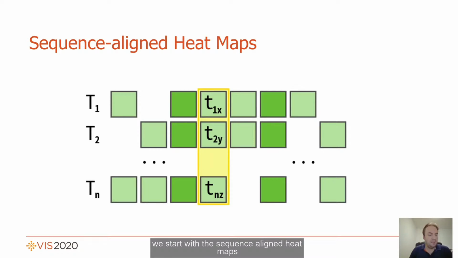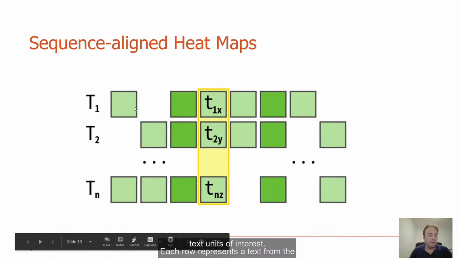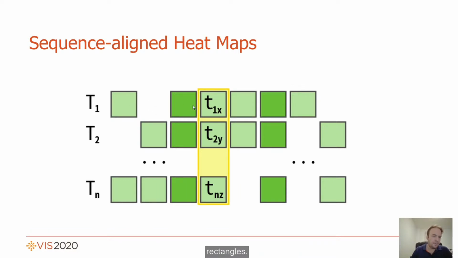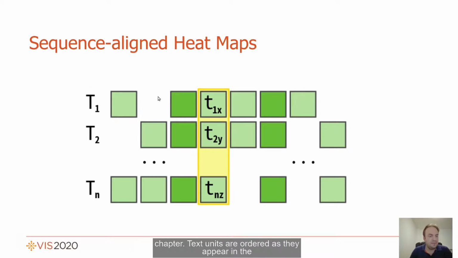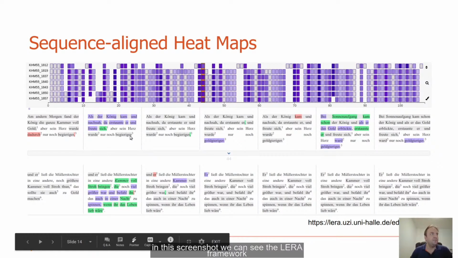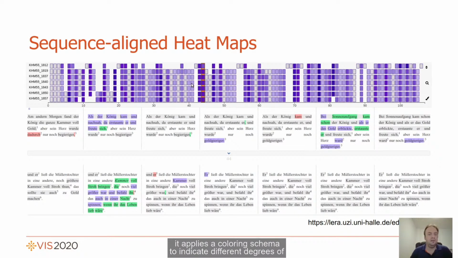We start with sequence-aligned heat maps. They serve as a summarized overview of alignment patterns among different source text, and they are typically used to navigate to text units of interest. Each row represents a text from the corpus, which is visualized as a sequence of colored rectangles. Rectangle stands for a text unit, which could be sentence, paragraph, or chapter. Text units are ordered as they appear in the text, and the aligned tokens are placed on the same vertical axis. In this screenshot, we can see the Lyra framework. It applies a coloring schema to indicate different degrees of variation. The lighter the color, the more similar the corresponding segment is to the other parallel segments.